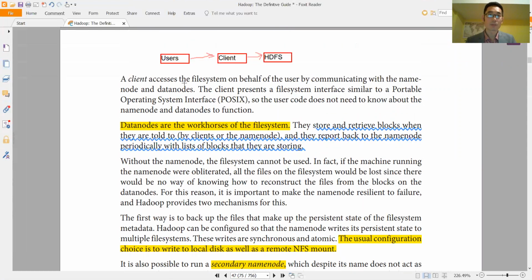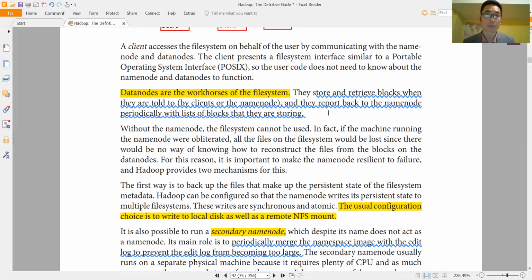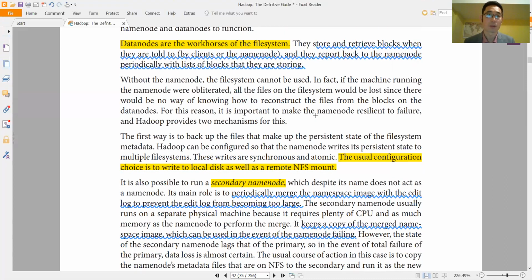So the DataNodes' work is very simple. They just store and retrieve blocks when they're told to. They also report back to the NameNode periodically with how many blocks are available, how many are not, whether they are busy, those kinds of things. But anyway, the DataNode work mechanism is much simpler than the NameNode. So with that set, the key point in the HDFS cluster is the NameNode.